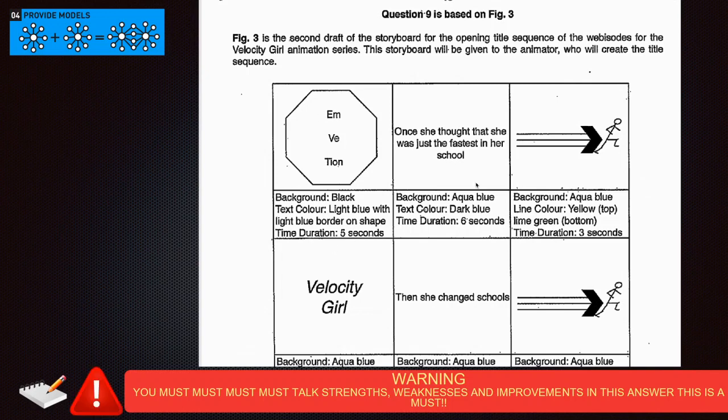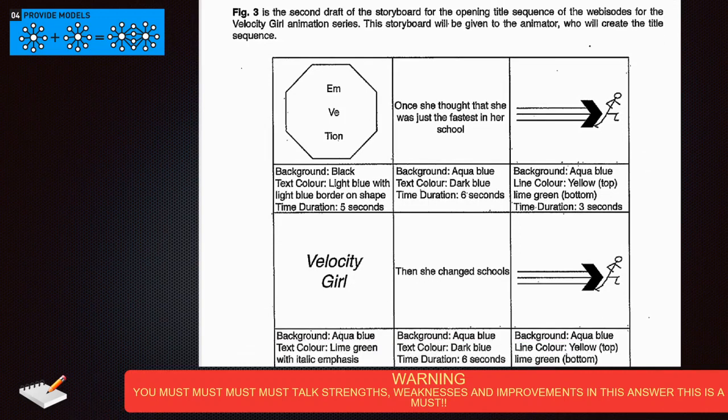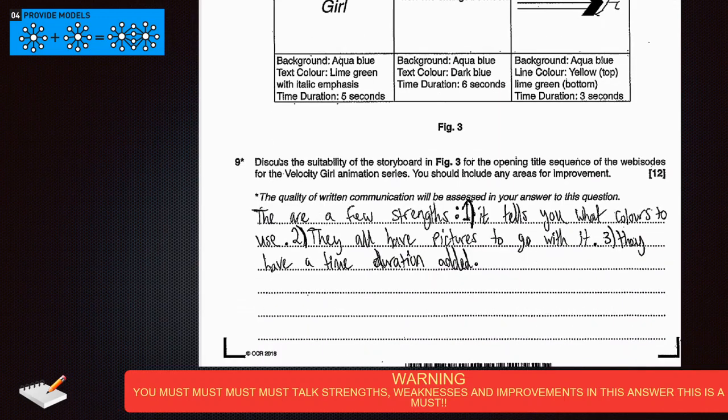So we can look at what's on it, and then the candidates are expected to answer the following question. Discuss the suitability of the storyboard for the opening title sequence. You should include any areas for improvement. So they're looking for the suitability, strengths, weaknesses, improvements. And actually that's been the same in the last couple of papers.